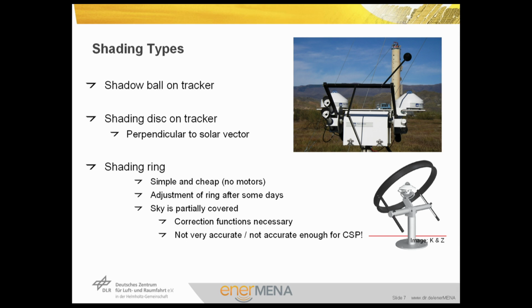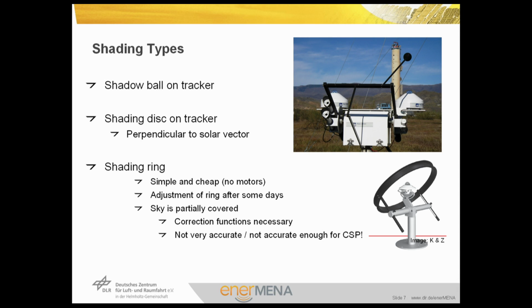If we want to measure DHI, we need a shading structure. There are different shading types. I already showed you the shadow ball. There are also shading disks. So instead of the shadow ball, you can also mount a shading disk perpendicularly to the solar vector. You can also use a shading ring. This is simple and cheap because you don't need a tracker.